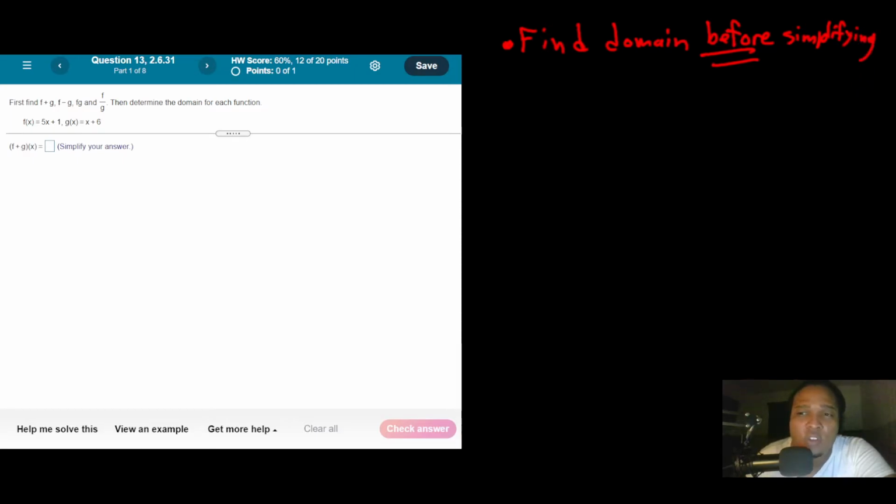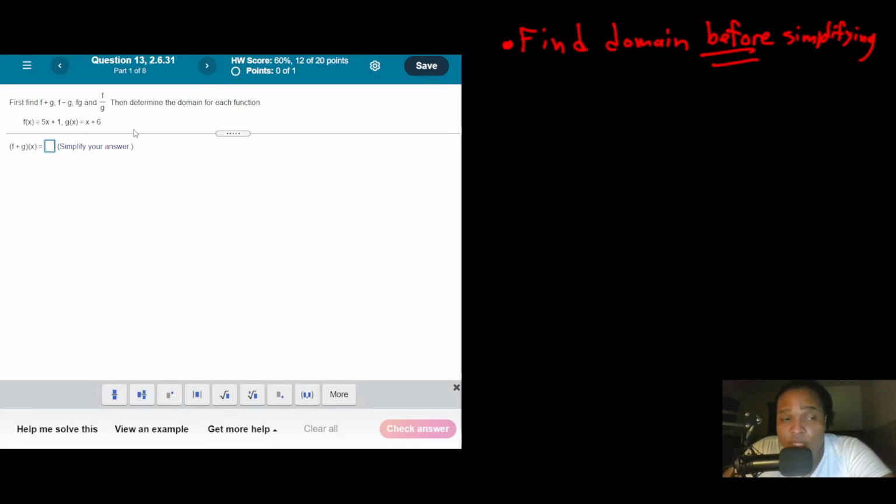Okay, so find your domain before you start finding an LCD and doing all that crazy stuff and multiplying, because you're going to see there's going to be some crazy stuff going on. But find your domain beforehand, okay? So let's just jump right in. This first part is telling you to take your f function and add it with your g function. Now, this x means that they're both of x. This is f of x plus g of x.